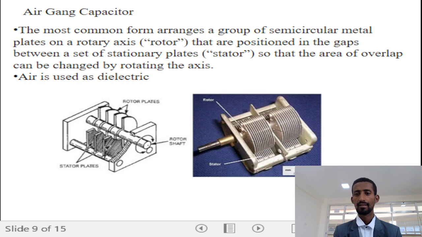So by rotating the rotor, the overlap area will be either increased or decreased. The overlap area of the rotor and the stator either increases or decreases. Like this, we can manage the capacitance of a capacitor, and such types of capacitors are called air-gang capacitors.